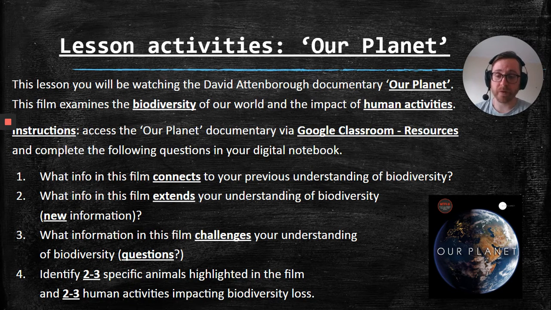And then question 4: identify 2 to 3 specific animals highlighted in the film and 2 to 3 human activities impacting biodiversity loss. So they might show you the impact of climate change on polar bears, and they might show you the impact of deforestation on something else. I can't remember, so you're going to actually have to watch it. You can't use those 2 examples.